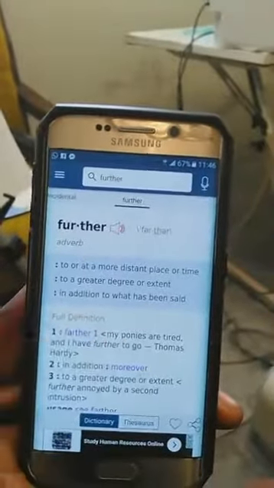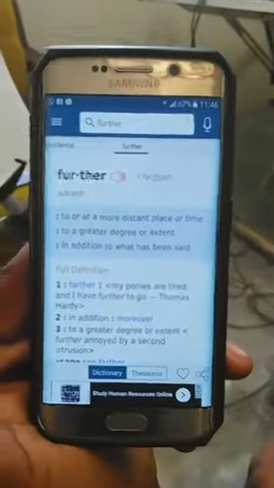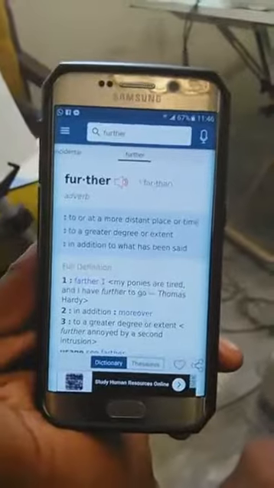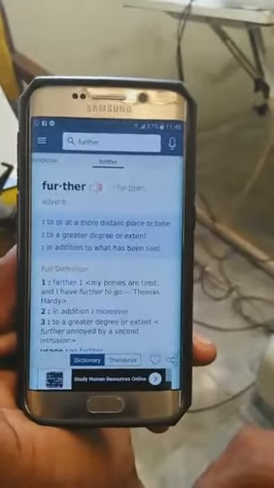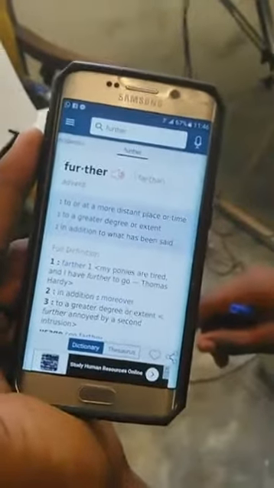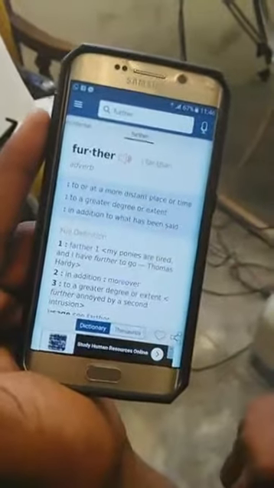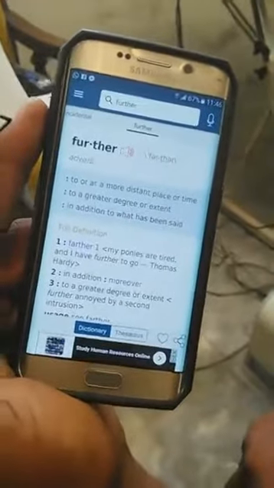And what is really interesting about the app is the fact that, for example, further is an adverb. The meaning is to or at a more distant place or time. The second meaning for it is to a greater degree or extent. The third example is in addition to what has been said.